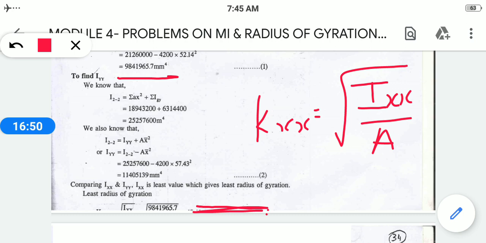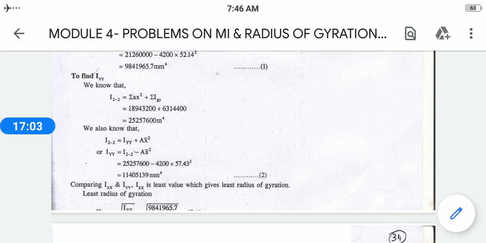This is the model of this sum. Every sum is related to only this procedure. Either they will do it in a table column or they will do it in a normal substitution method. So I'll tell you the other problem now.